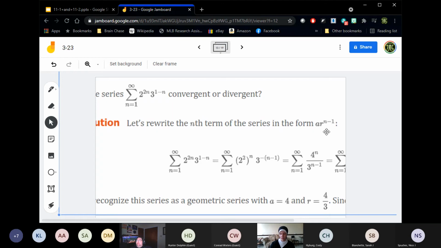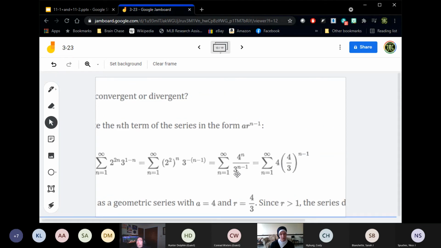Now, I want to get the top and the bottom to both be n minus 1. So if I want the top to be n minus 1, I have to multiply it by 4. So I'd have 4 times 4 to the n minus 1. Because if I put those back together, I'd have 4 to the 1 power times 4 to the n minus 1. So I'd do n minus 1 plus 1, which would give me back 4 to the n. What that allows me to do is say both the 4 and the 3 are raised to the n minus 1 power. So that right there gives me my common ratio.